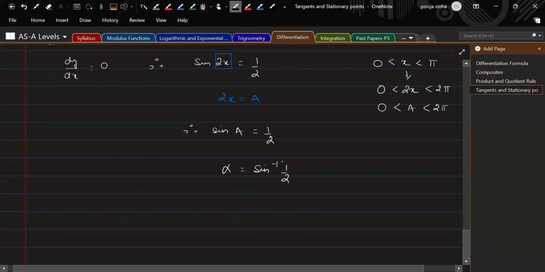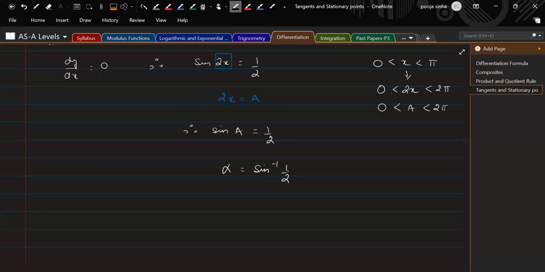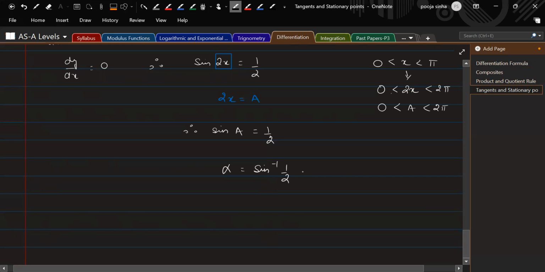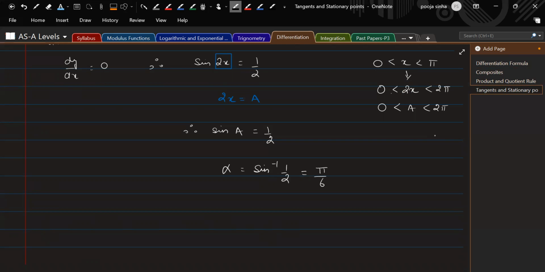It's sin inverse of 1 by 2. What does sin inverse of 1 by 2 mean? 30 degrees. So 30 degrees in terms of pi is pi by 6. So can I say alpha is pi by 6? Don't convert as of now, leave it as pi. Because if you put the value of pi, you're rounding it off to a great extent, so answers change. So alpha is pi by 6.